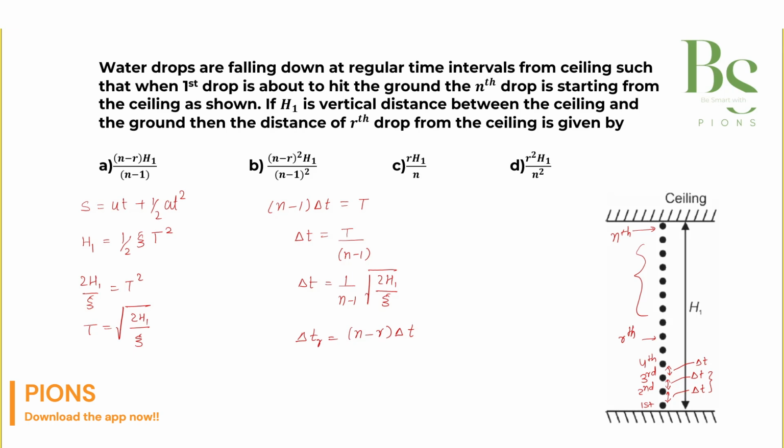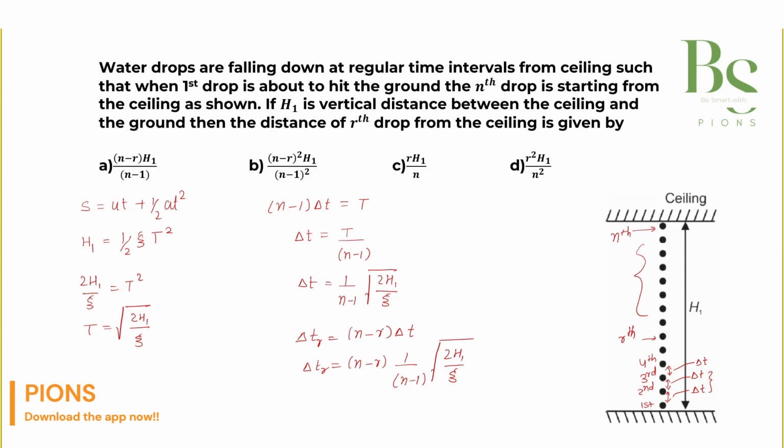And what is our delta t? Just now we have found. It is n minus r into 1 upon n minus 1 into root under 2h1 upon g. This is the time interval between nth drop and the rth drop. Okay. So we got the time interval. Time interval of which part? From here to here. Now we have to find the distance.